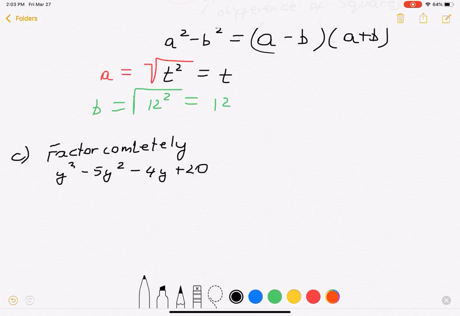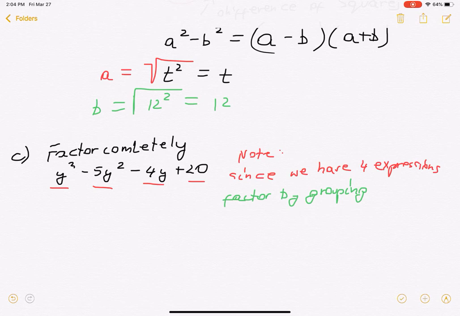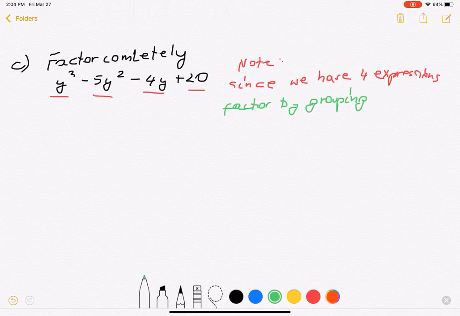Let's write a note: since you have 1, 2, 3, 4, we have 4 expressions. And when you have an even amount of expressions, factor by grouping. That's what's going to work. Factor by grouping. That was in 14.1, the previous section. So let's review how to factor by grouping.